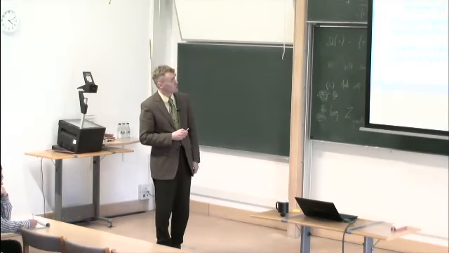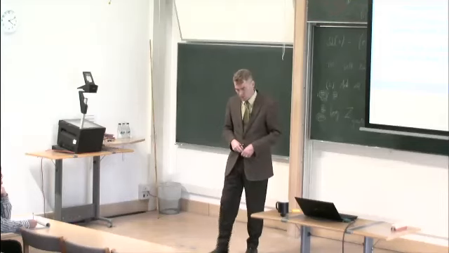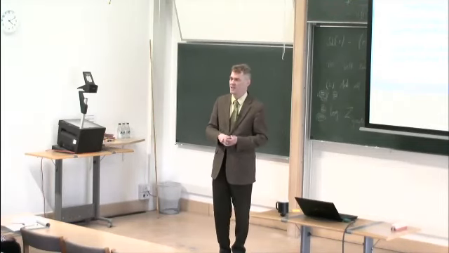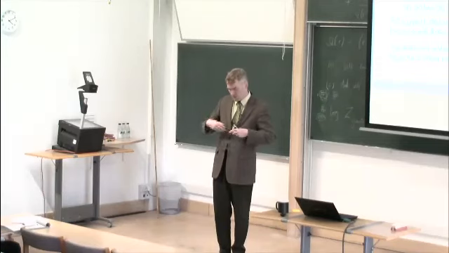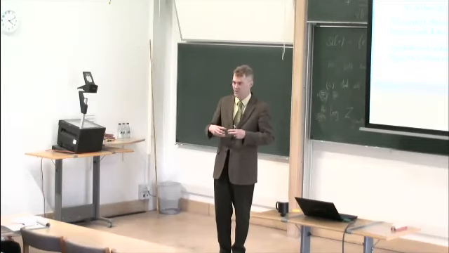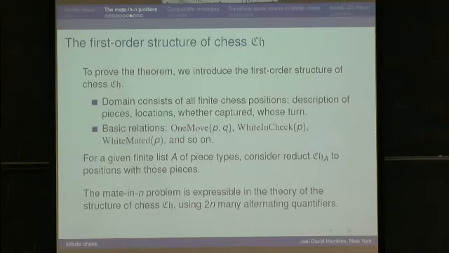Okay, so to prove the theorem, we introduce what we call the first order structure of chess. So it's a first order model structure. The objects, the domain of the model, consists of all of the finite chess positions. So we represent them in some particular way. So what is a chess position? Well, it's a finite list of the pieces and their locations and their types and their color. And maybe you also have a bag of captured pieces, finitely many already captured pieces, and also an indicator for whose turn it is.